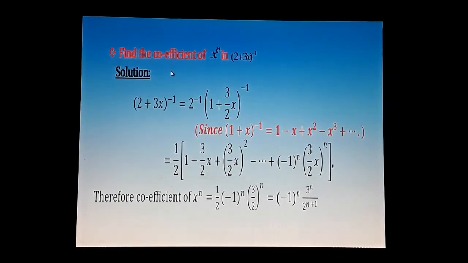So the question is the coefficient of x power n. What is the coefficient of x power n here? (Minus 1) power n, 3 power n by 2 power n, and this 1/2 is common for all, so we have to include that also. That is 1/2 into (minus 1) power n (3/2) the whole power n, that is (minus 1) power n, 3 power n by 2 power n plus 1.